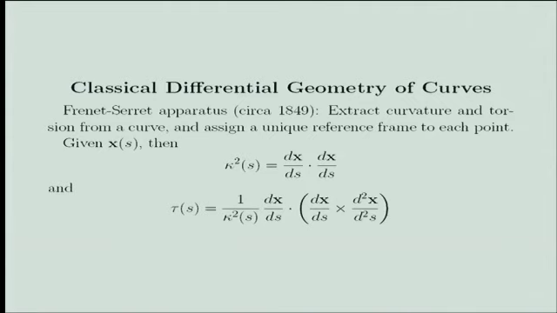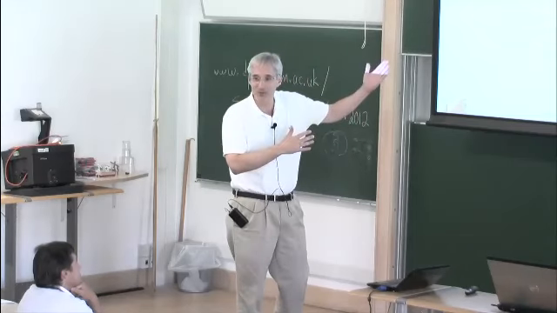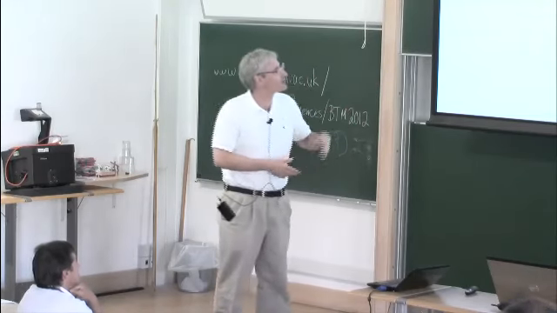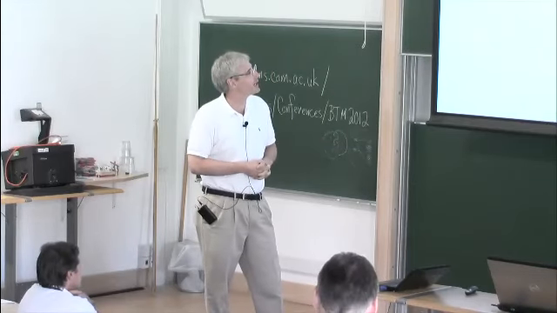Classically, the curvature and torsion are the quantities used to describe a space curve. This is not new math. This is a little bit more advanced than polar coordinates, as Eric was mentioning the other day. But it's from 1849, so that's before the American Civil War. This was the mathematics of the day.